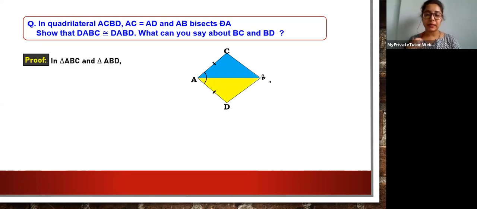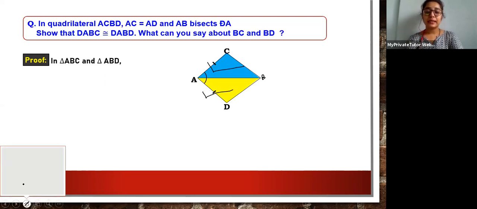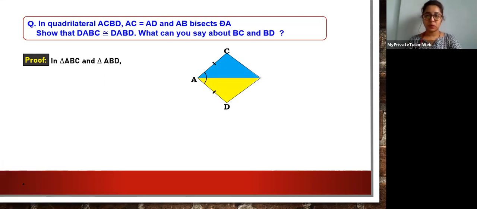So the blue part, that is triangle ABC, and this part, both of these parts, you have to show that they are congruent. What can you say about BC and BD? After proving both of these triangles, we can talk about BC. So let's see the solution. First, we will write the triangles as they are. So triangle ABC, the blue one, and the yellow one, triangle ABD.